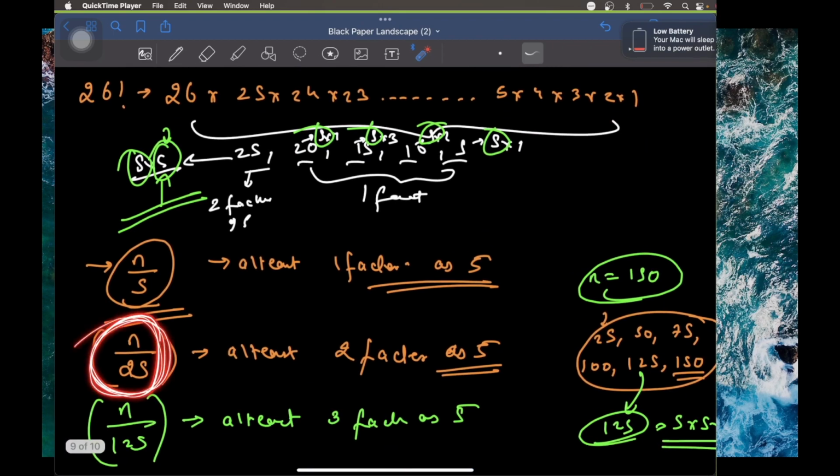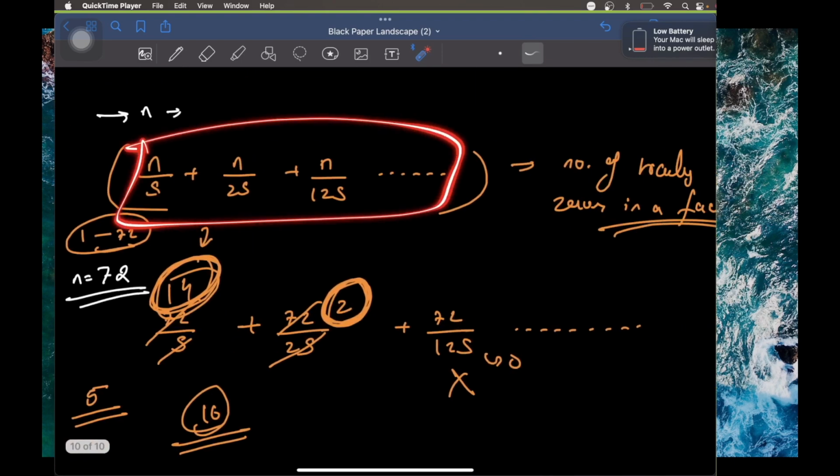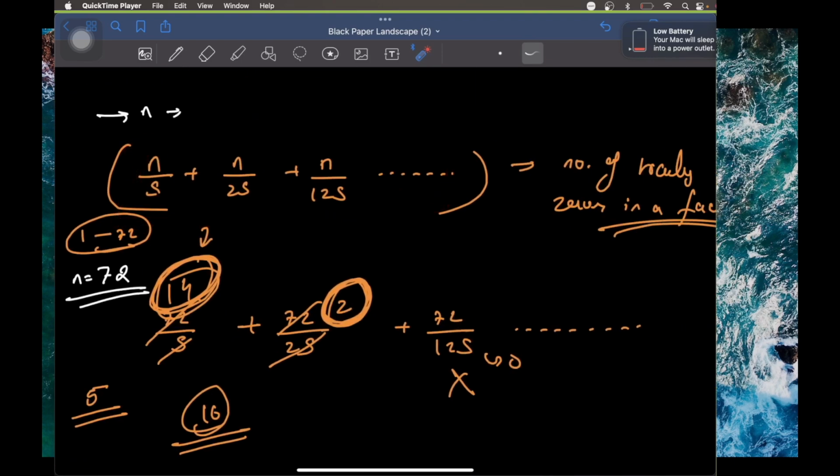n by 25. Then there will be some numbers that have three factors of 5. So it doesn't matter how many you take from them, after taking two 5s they can still contribute one more 5. So those numbers are n by 125. If you sum up this expression, you are going to get your final answer. And that is the logic of how you can calculate trailing zeros in a factorial. So I hope the overall logic is clear to everyone.